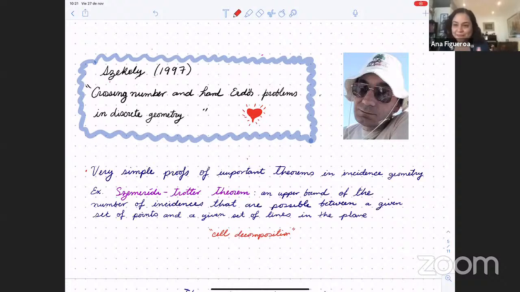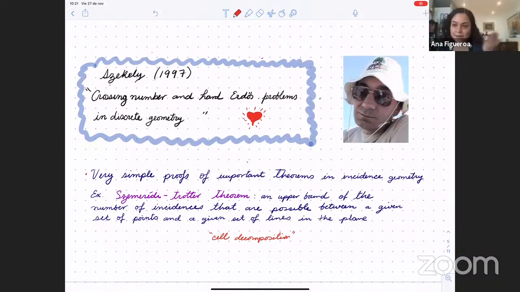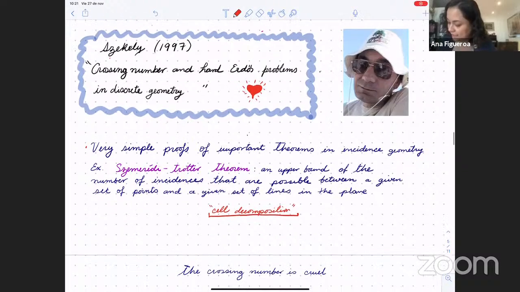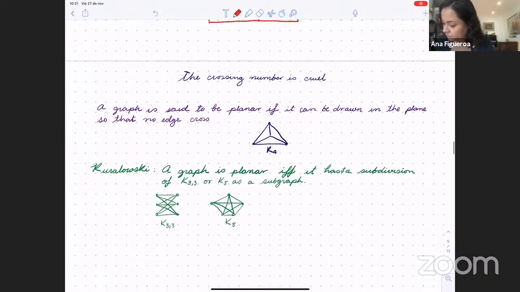So I really like this kind of work where many theorems that had used huge and difficult techniques to prove were proven in one paragraph with this crossing lemma. So I recommend you to read this. It's a very nice article.